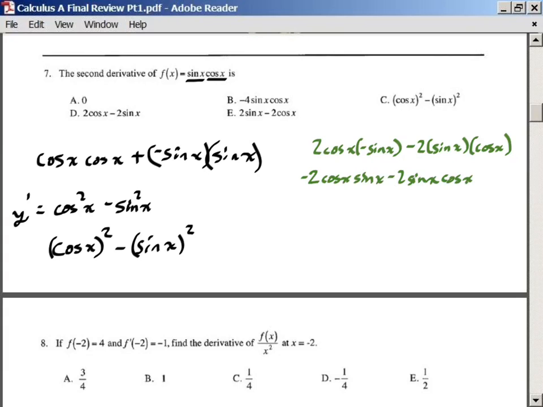Can we simplify? Yes, because those 2's have the same variables. So we have negative 4 cosine, that doesn't look like a 4. Negative 4 cosine x, sine x. And I look up at my answers, and I find it to be right there.